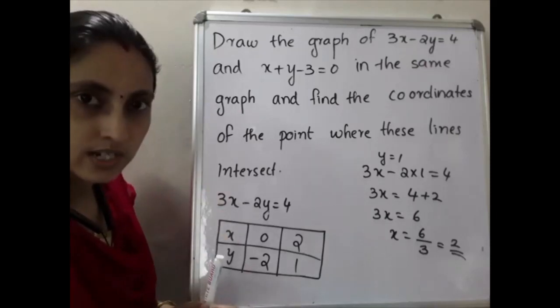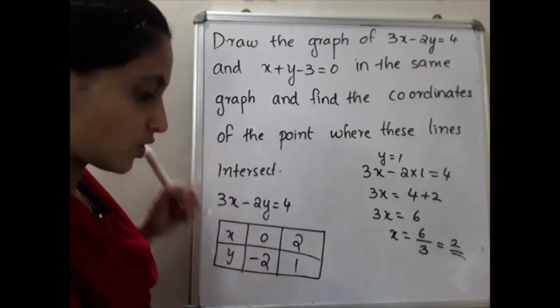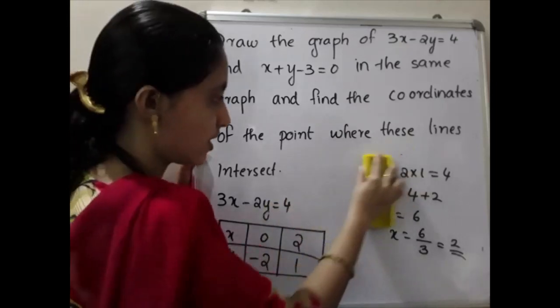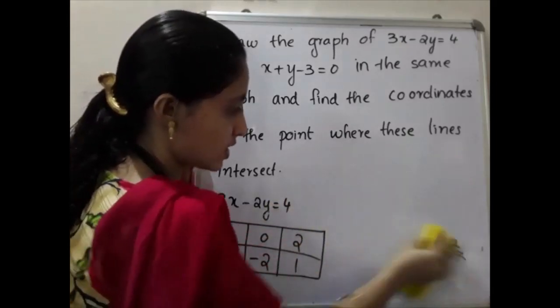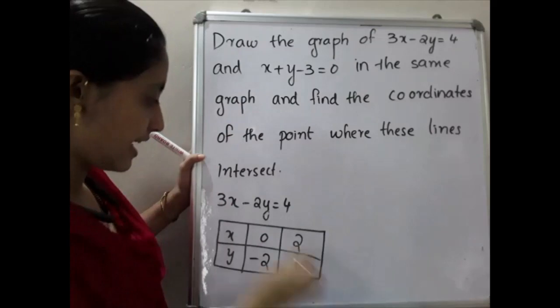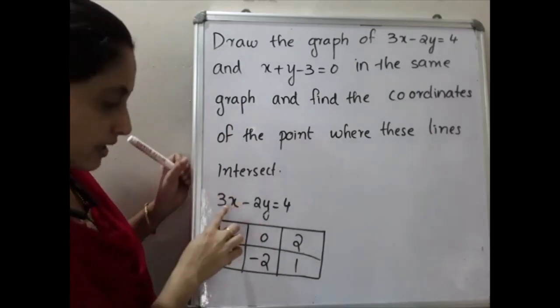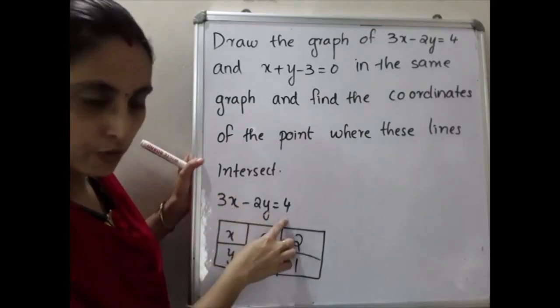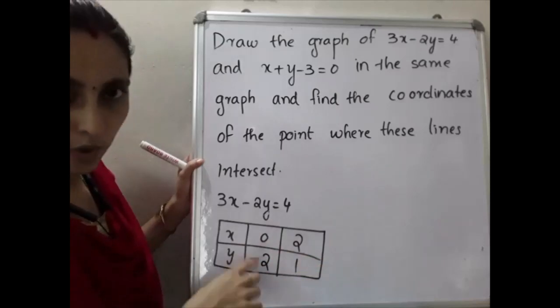So what you have to do is draw this in your graph notebook. Please write down like this: line 1, 3x minus 2y is equal to 4. Then draw this box.